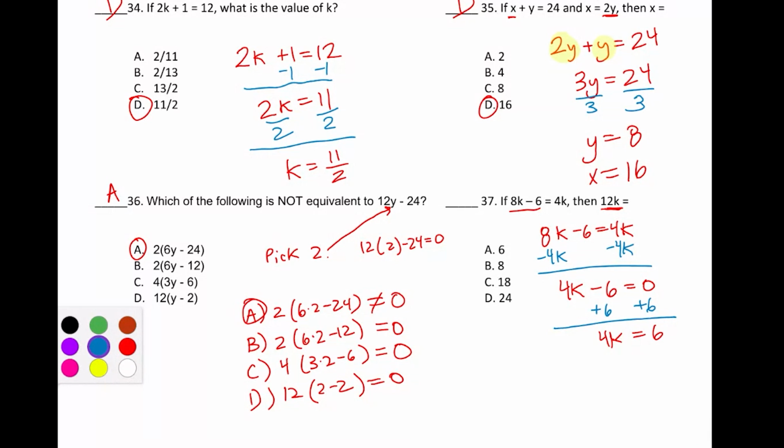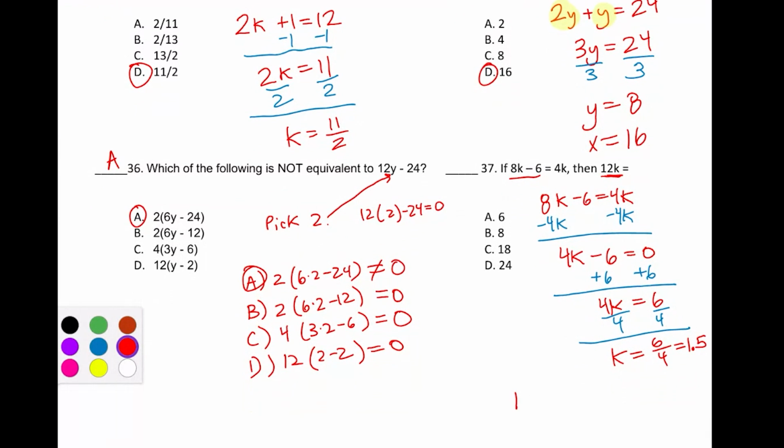And then finally, we're going to divide both sides by 4. Now, 6 doesn't divide by 4 evenly. You can reduce it, but it's really not necessary. We know k is 6 over 4. If you throw that in the calculator, you'll find that's 1.5, although you don't really have to do that. Now, the question here is what's 12k, not what's k. So we're going to take that k value and multiply it by 12. Okay, so 12 times 1.5 is 18. So our answer is C.